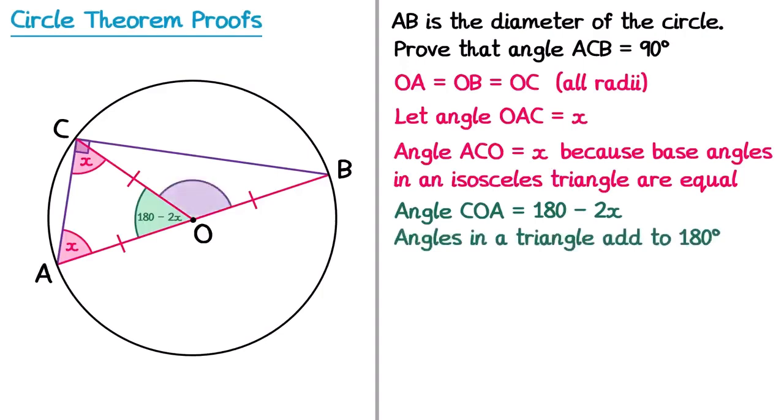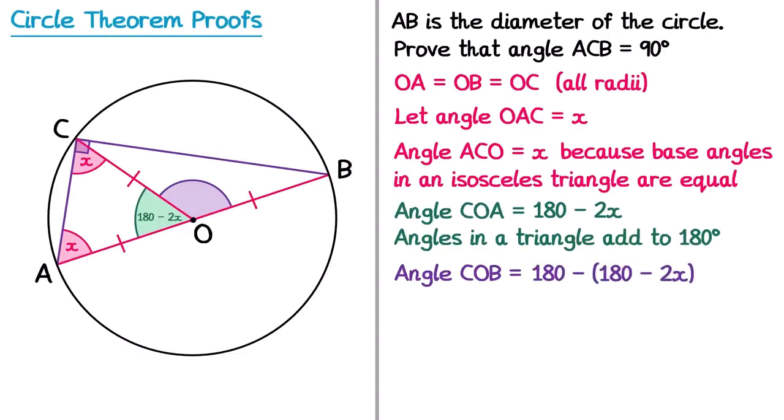Then we're going to find this angle here. So this is angle COB. This purple angle forms a straight line with the green angle, angle COA. So we know that those 2 angles must make 180 degrees. So to find angle COB, we start with 180 and then subtract the green angle, which was 180 take away 2x. It's really important that you include these brackets here.